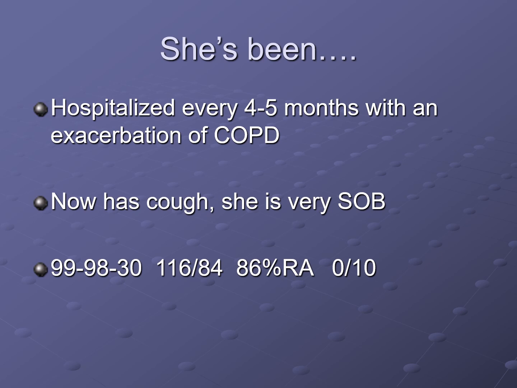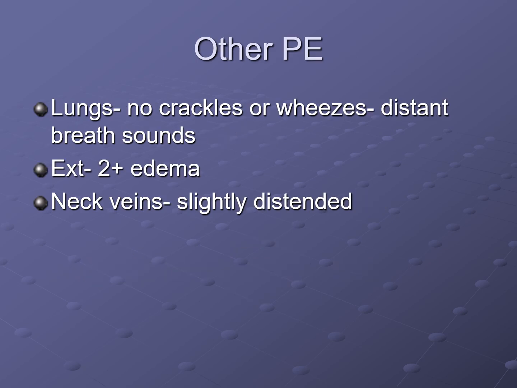She's been hospitalized every 4 to 5 months with COPD. She's got a cough. She's short of breath. She's only satting at 86%. Pulse is a little fast at 98, even though she is not technically tachycardic. She is a little bit tachypneic at 30 breaths per minute. She has no crackles or wheezes, but her lung sounds are extremely distant. She's got 2+ edema in her extremities.